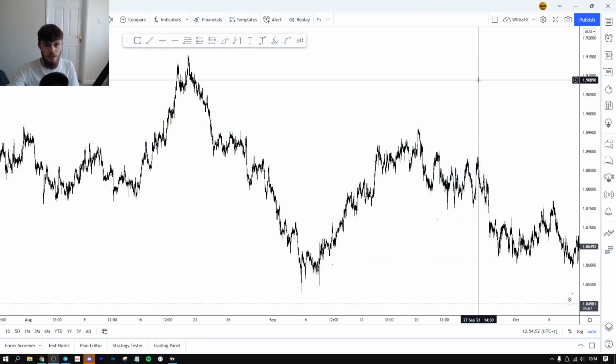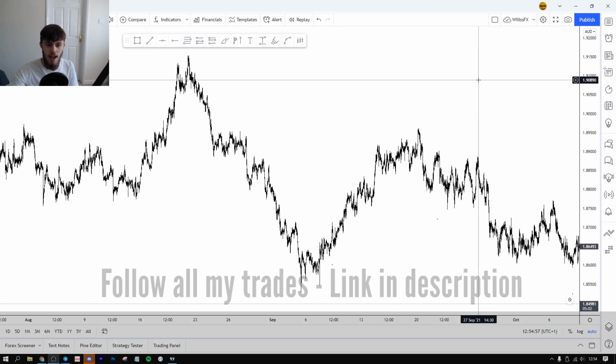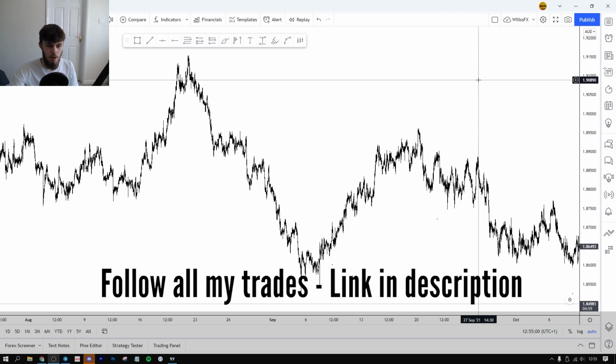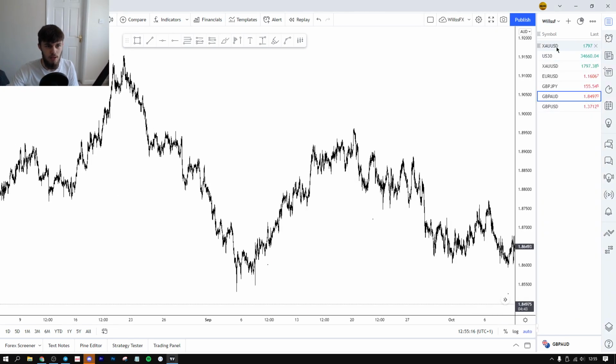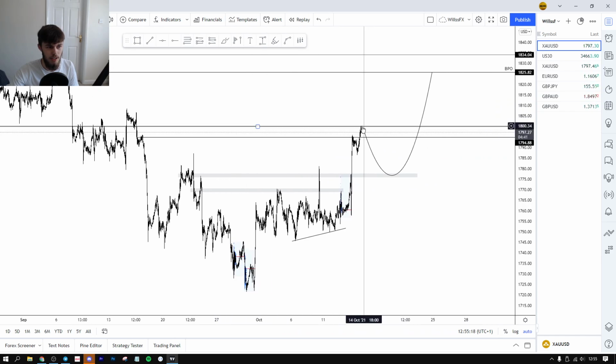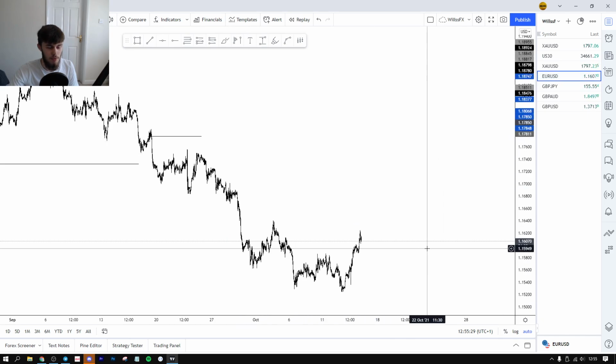And this works on pretty much any pair, but the pairs I like to use it on specifically are gold and GBPAUD. Psychological levels happen on pretty much any pair. On GA you have 1.85, 1.855, 1.86. That's the sort of levels we're looking to trade from. And obviously on gold you have the areas like 1800, you have 1750, you have 1700 and areas like that.